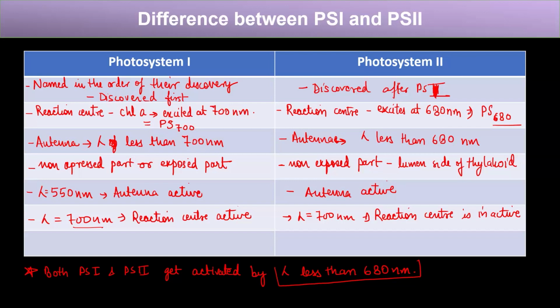How do we know that the plant chloroplast comprises two photosystems, photosystem 1 and photosystem 2? In order to know this, in an early experiment, there was one experiment known as the Emerson enhancement effect. Okay, so this experiment was performed to prove that plants have two photosystems.